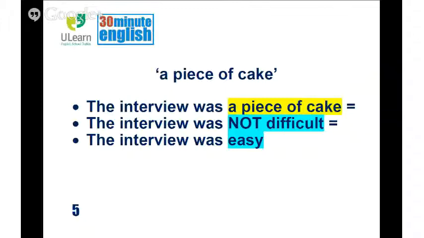You're going to hear native speakers using this particular idiom on a very, very regular basis. So, for example, John asks Steve, Steve, how was the interview? I say, oh, it was a piece of cake. No problem. It wasn't difficult. It was a very, very easy interview. Okay, so a piece of cake.